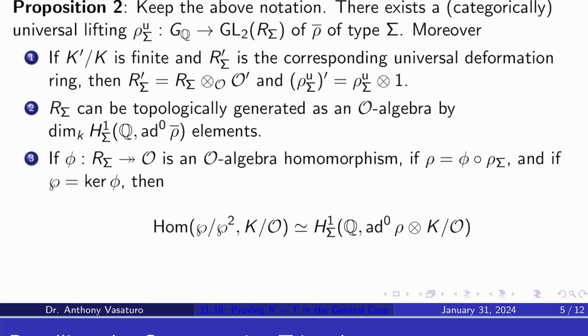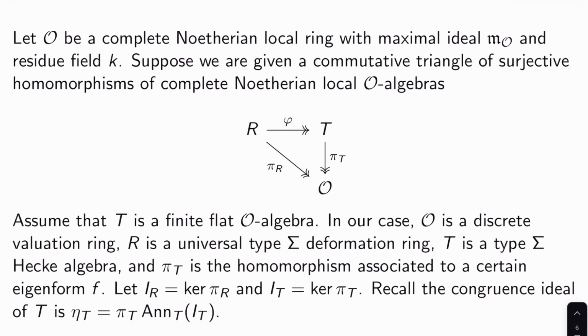Okay? So let's also recall the commutative triangle setup and some other notation. For this, O will be a complete Noetherian local ring with maximal ideal M sub O and residue field K. Suppose we are given a commutative triangle of surjective homomorphisms of complete Noetherian local O algebras as follows. So we'll have one map phi from R to T. We'll have another map pi sub R from R to O. We'll have another map pi sub T from T to O, and everything is a surjective homomorphism of complete local O algebras. We also assume T is finite flat as an O algebra.